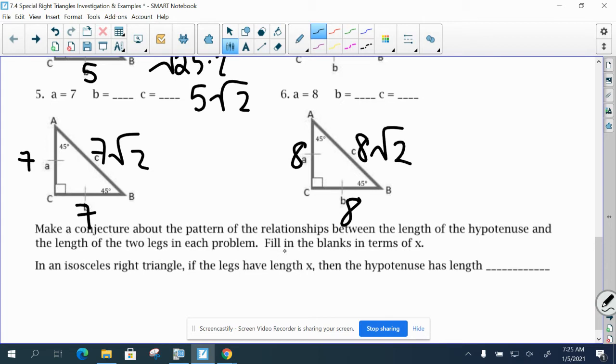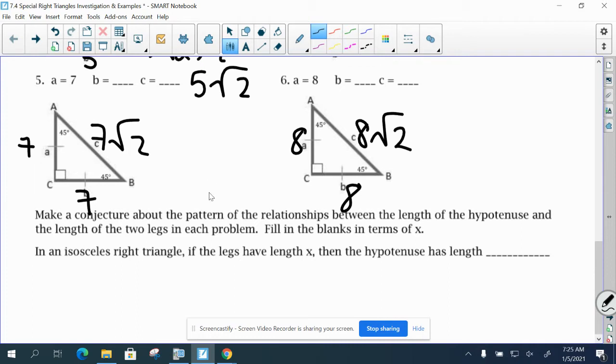Make a conjecture about the pattern of the relationships between the lengths of the hypotenuse and the lengths of the two legs of each of the problems. Fill in the blank with the term x. In an isosceles right triangle, if the legs have a length of x, then the hypotenuse has a length of x times the square root of 2. Here's your diagram for the general case. If this is an isosceles right triangle, and this is 45 and 45, and this is x and x, then the hypotenuse is x times the square root of 2.